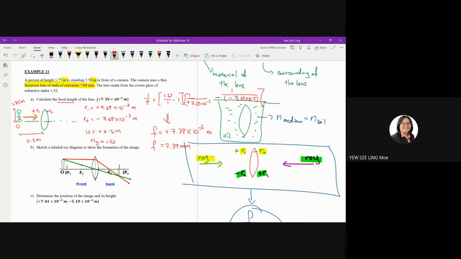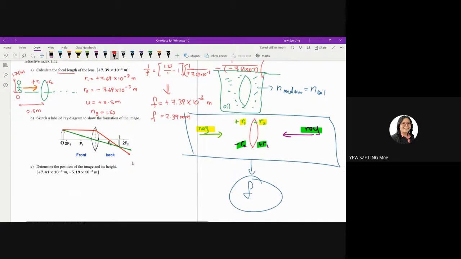So question B, basically you just sketch it. The answer is in your books. Okay, you just sketch it. And then now question C: determine the position of the image and also its height.